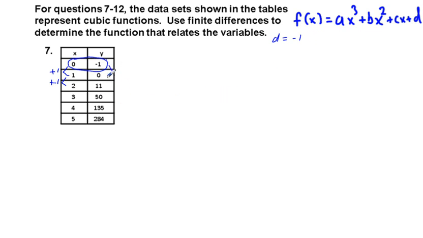The first thing we're going to look for is the first differences. So 0 minus -1 is going to be +1. That's going to be a key number as we go forward here. Then we have 11 minus 0, which is going to be +11. Then we have 50 minus 11, which is going to be +39.